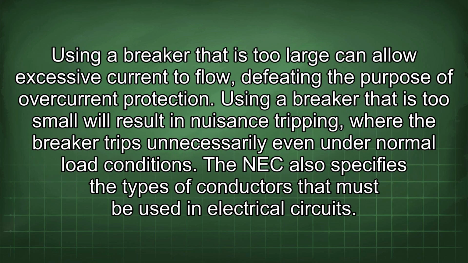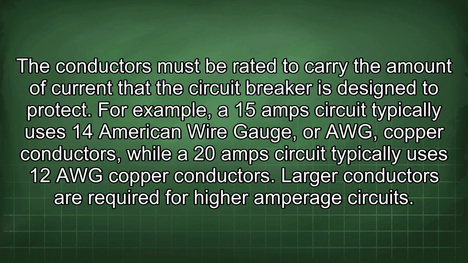Using a breaker that is too large can allow excessive current to flow, defeating the purpose of overcurrent protection. Using a breaker that is too small will result in nuisance tripping, where the breaker trips unnecessarily even under normal load conditions. The NEC also specifies the types of conductors that must be used in electrical circuits. The conductors must be rated to carry the amount of current that the circuit breaker is designed to protect. For example, a 15 amp circuit typically uses 14 American Wire Gauge, or AWG, copper conductors, while a 20 amp circuit typically uses 12 AWG copper conductors. Larger conductors are required for high amperage circuits.